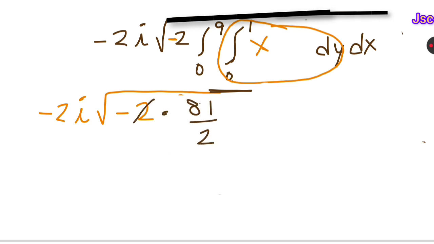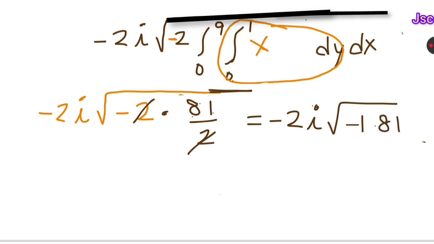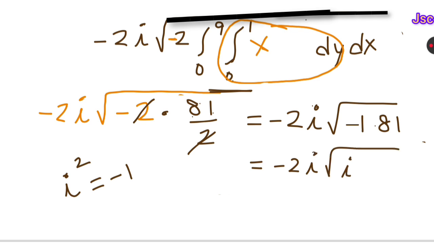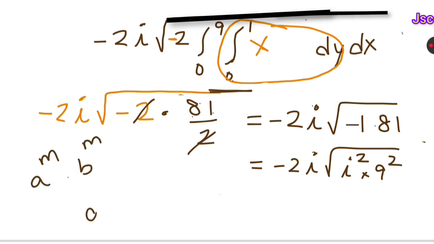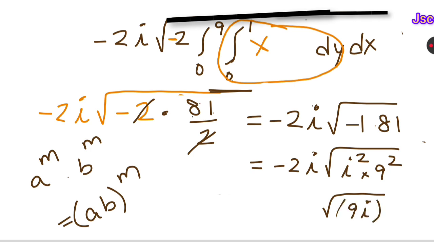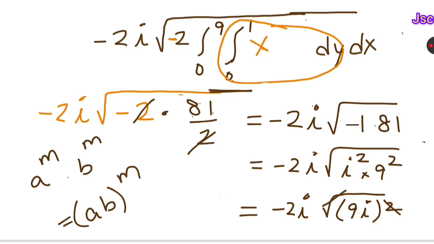Now the numerator 2 and denominator 2 get cancelled. So we are left with only minus 81. We can write it as minus 1 times 81. This minus 1 we can write in terms of square, that is i squared. i squared is minus 1. So instead of minus 1 I am going to write i squared, and instead of 81 I am going to write 9 squared. Now it is in the form of a to the power m times b to the power m. We can take it as a product, then write as ab whole raised to the power of m. Same like that, here we can write this as 9i whole raised to the power of 2. Here square and square root get cancelled, so we are left with only 9i.